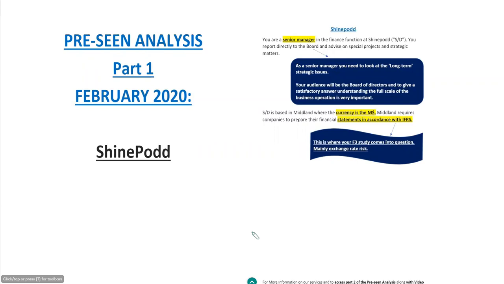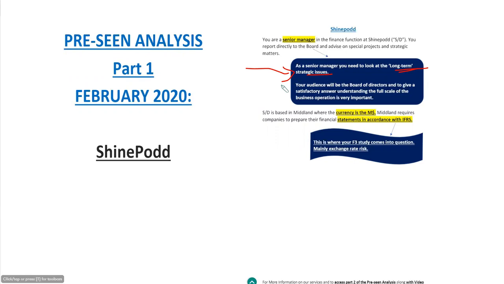So Shinepodd is the company that you've been given. It's a hypothetical company. You are a senior manager in the finance function at Shinepodd. It's also called SD. You report directly to the board of directors. Now, as a senior manager, you need to know that you are going to look at the long term, at future issues, and at strategic issues. So whenever you're writing something in the exam, you've got to make sure that you're looking at the longer term.